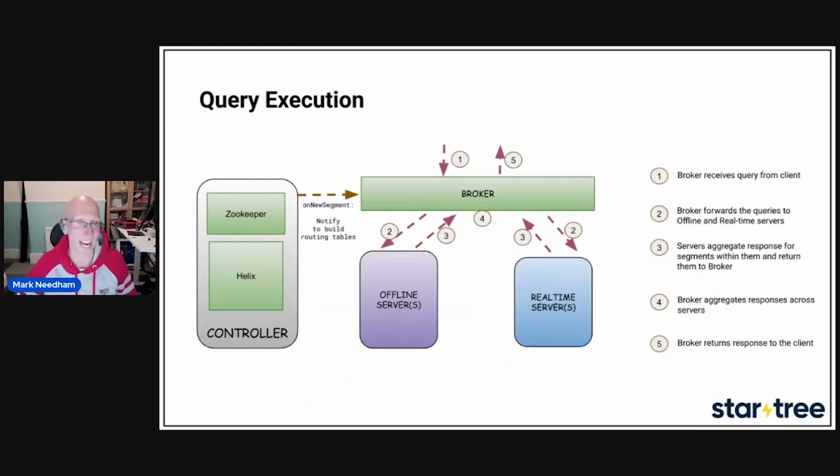So how does query execution work? I mentioned that the queries come into the broker. That's part number 1. The broker will then forward it to the servers of the table name that the query was executed against. So it could be, in this case, a real-time and an offline server. The server aggregates the result for its segments and sends it back to the broker. And then the broker aggregates it and sends back the response to the client.